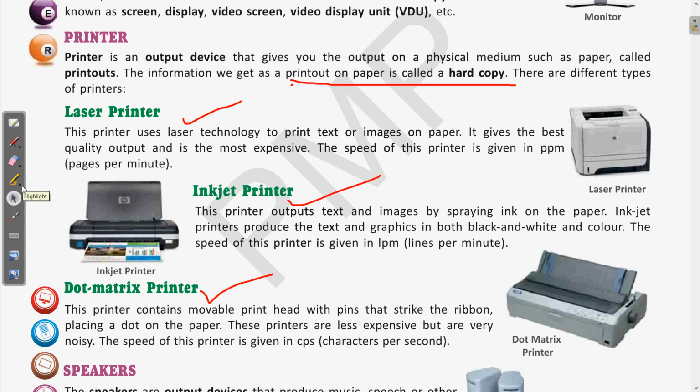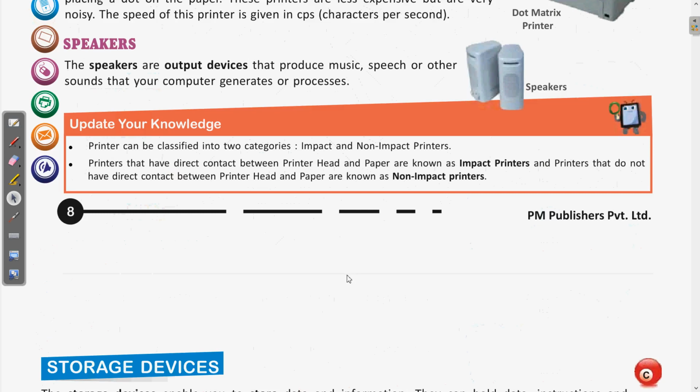So the speaker, as you know, is used for playing the sound of any game, picture, movie, whatever you are watching. Because of this, it is providing you the sound. So this is also acting as an output device. I hope this is clear. Now let us see what else we have discussed.